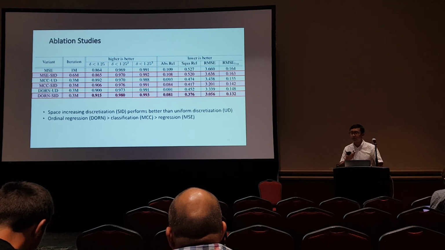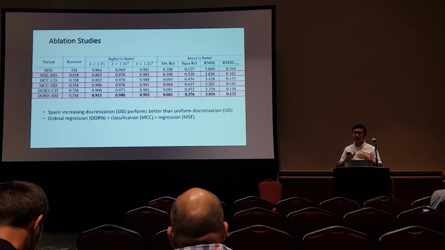Why does SID perform better than UD? Is it because most of the pixels belong to the foreground space? Because most pixels have small values, and for the larger values, the estimation error is usually very large. Yeah.